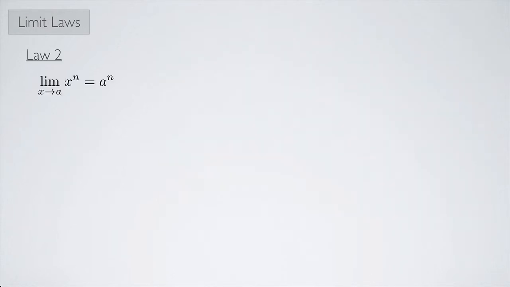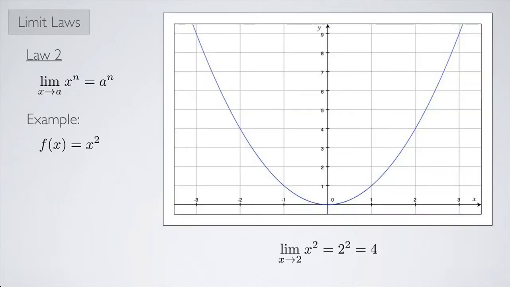Law number 2 says that the limit as x approaches a of x to some power n equals a to the n. And as an example, let's look at f of x equals x squared. So this is saying that the limit as x approaches, we'll say 2, of x squared is just 2 squared, which is 4. Here's a graph of f of x equals x squared.